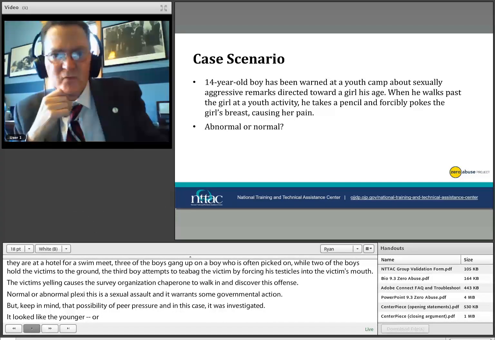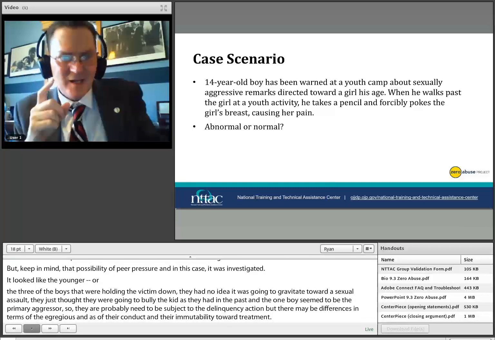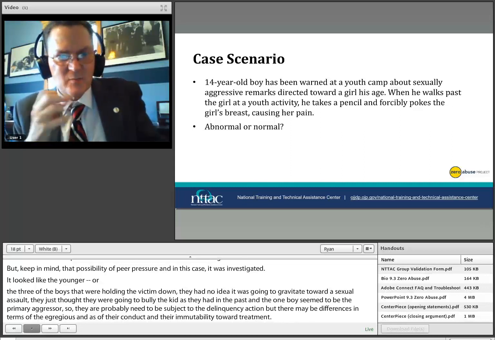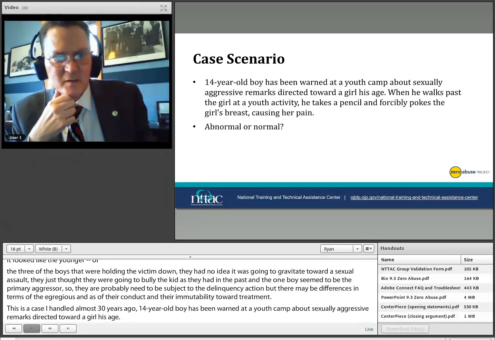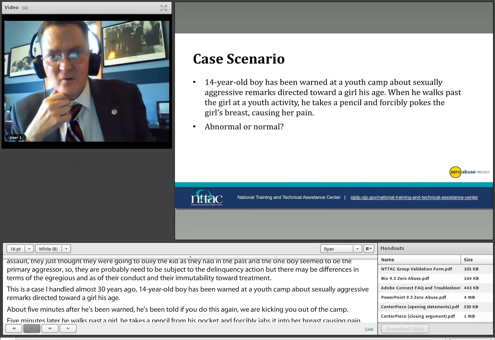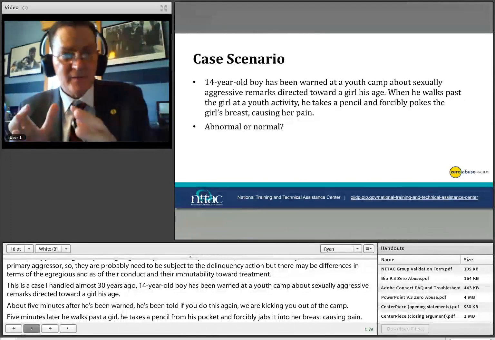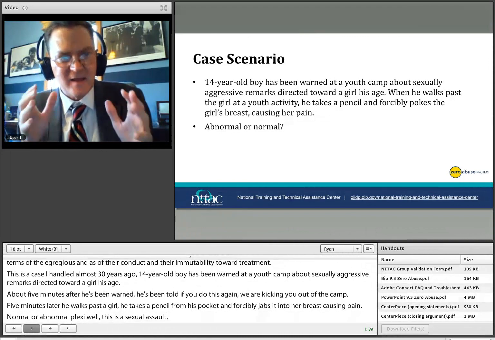And as this case was investigated, it looked like the 3 boys who were holding the victim down had no idea it was going to gravitate toward a sexual assault. They just thought they were going to bully this kid as they had in the past. And the one boy seemed to be the primary aggressor. So they all probably need to be subjects of a delinquency action, but there may be differences in terms of the egregiousness of their conduct and their amenability toward treatment.